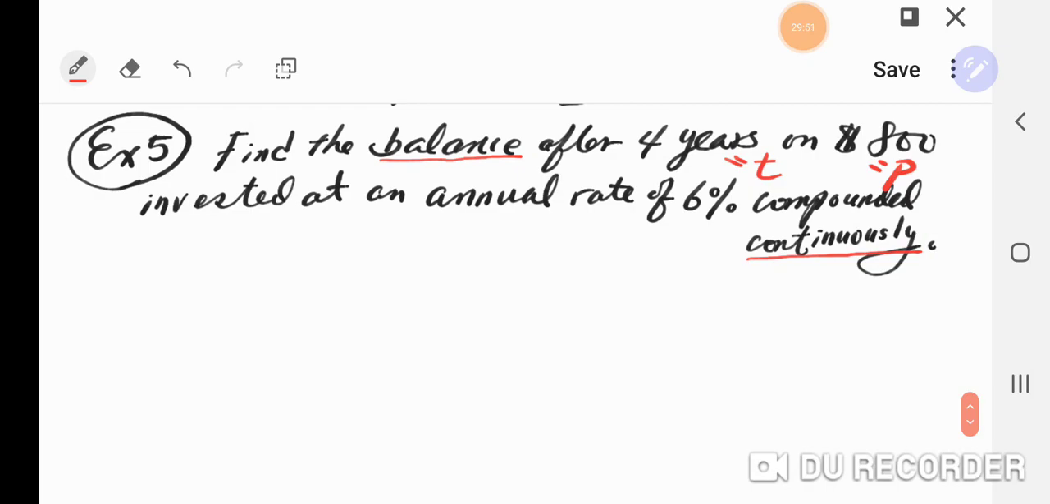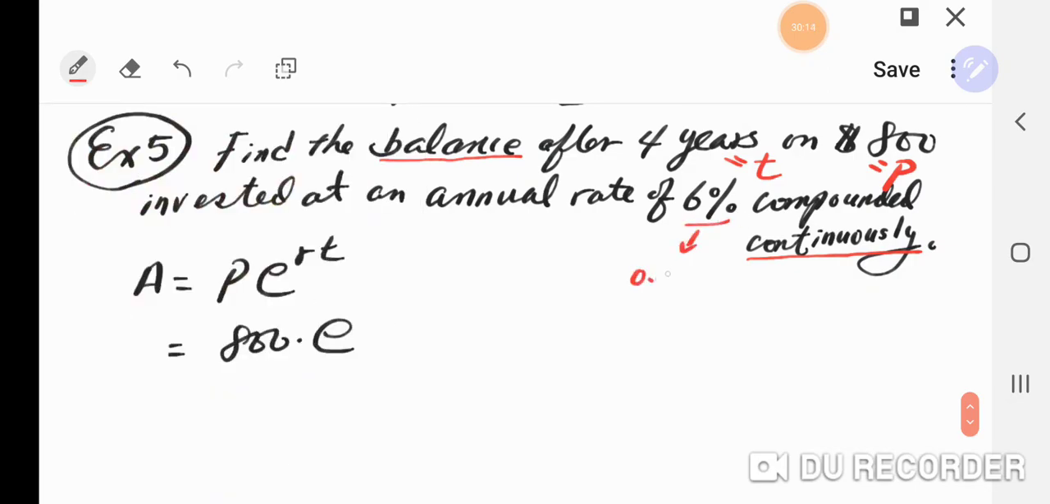So using the formula for compounded continuously, the amount is P E to the rt. We have to use this one. So the amount will be: replace P with $800, times E to the rate, which is 6%. So 6% means the decimal is 0.06.